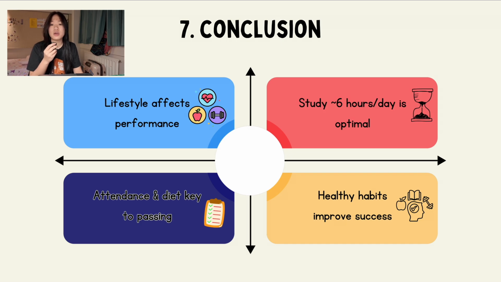Students with healthier habits like better sleep, proper nutrition, and extracurricular involvement tend to perform better and are more likely to pass. Finally, we observed that about 78% of students pass and 22% fail. The main contributing factors to failure were poor attendance and low diet quality. So this shows that academic success is not just about study time, it also depends heavily on physical and mental well-being.